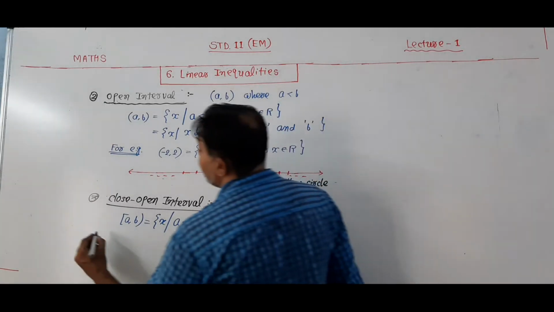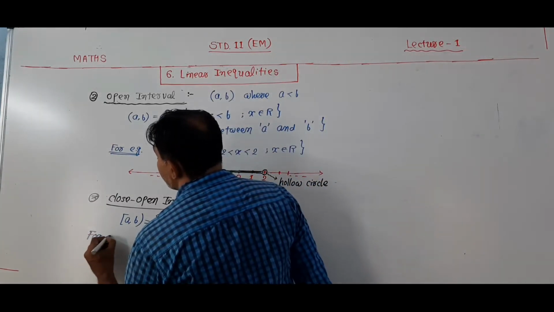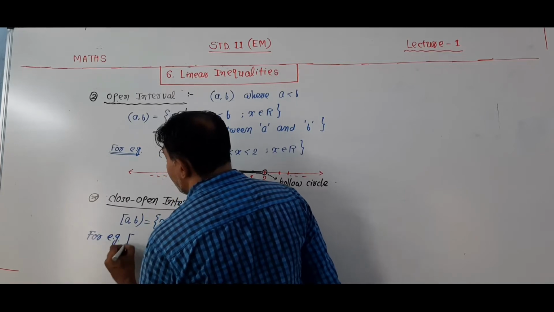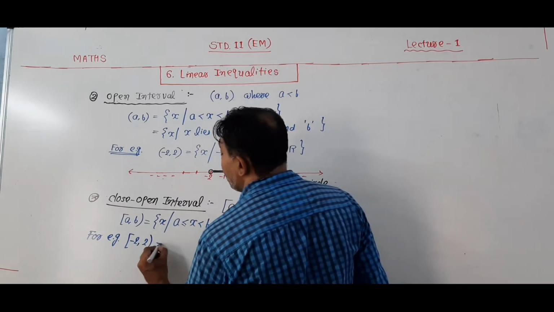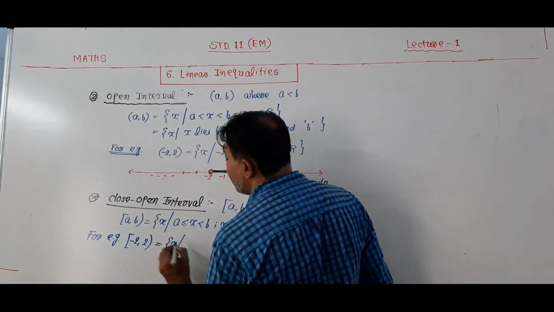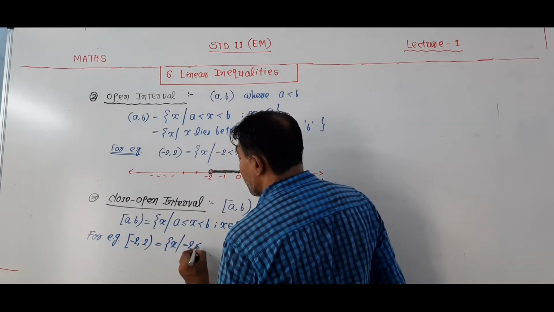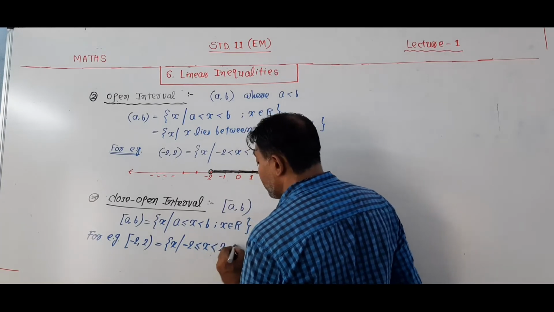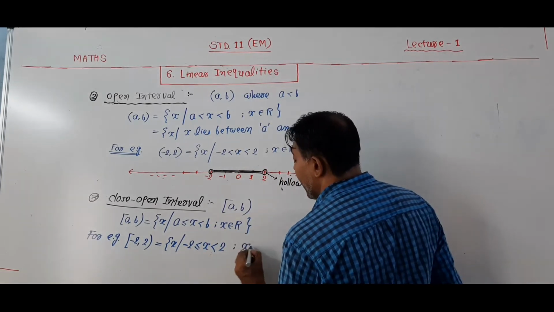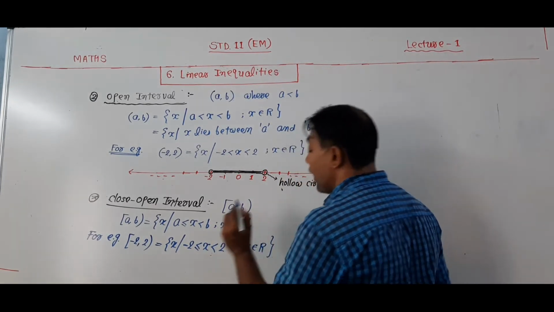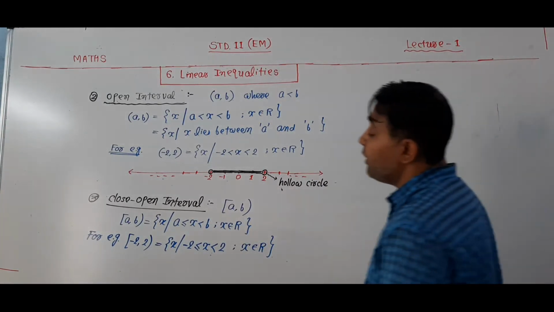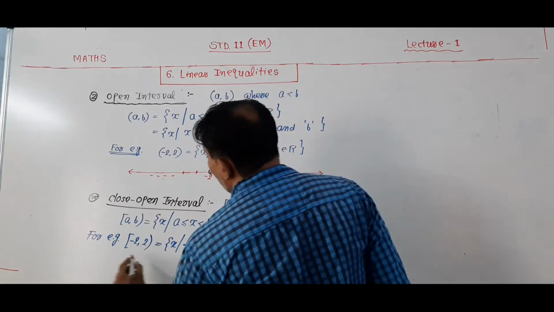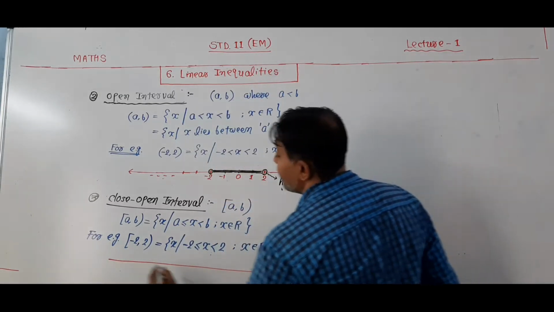So for example, here also, if we write closed interval minus 2 to open interval 2, then the meaning is those kind of all the values where minus 2 is less than or equal to x, x is less than 2, and x belongs to R. This is a close-open interval. And my dear friend, now we draw this close-open interval on the number line.